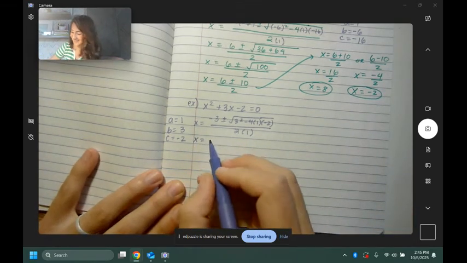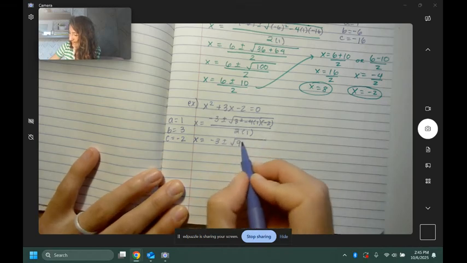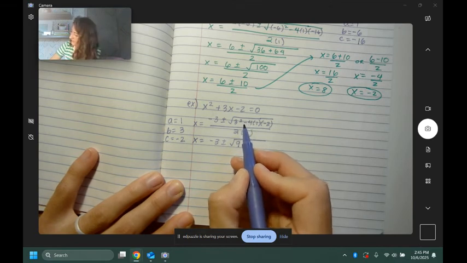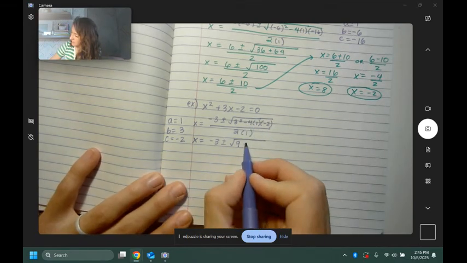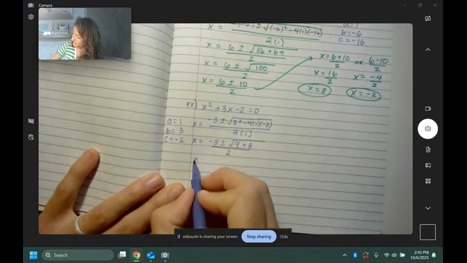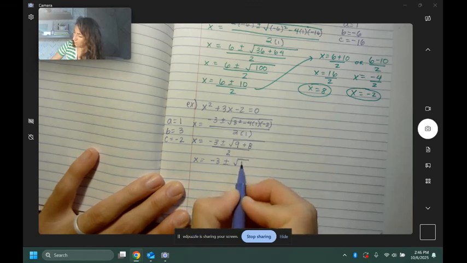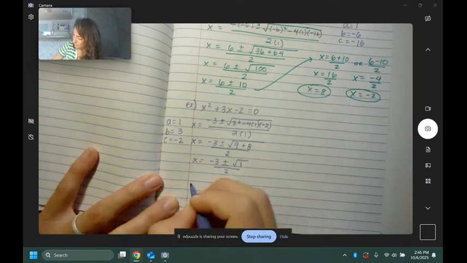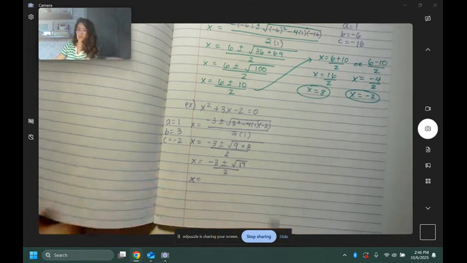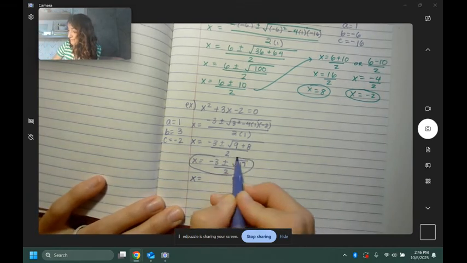Okay. Negative 3 plus or minus the square root of 9. Let's see. Negative 4 times 1 times negative 2 is positive 8, all over 2. So negative 3 plus or minus the square root of 17 all over 2. There. Okay. So this would be your answer. You can leave it right there.